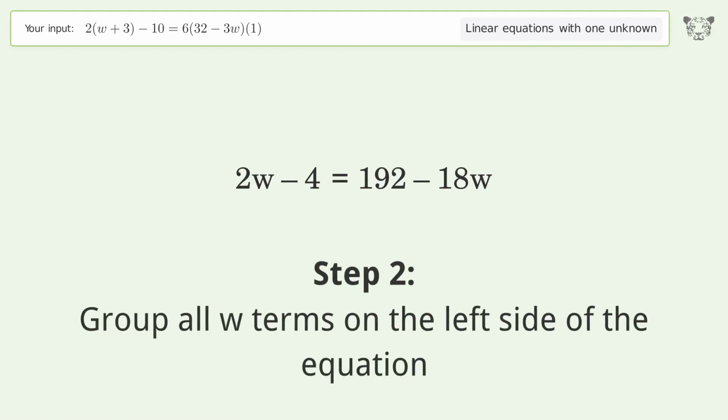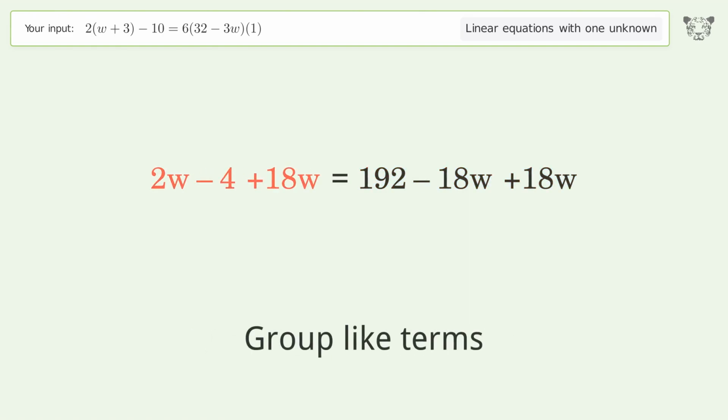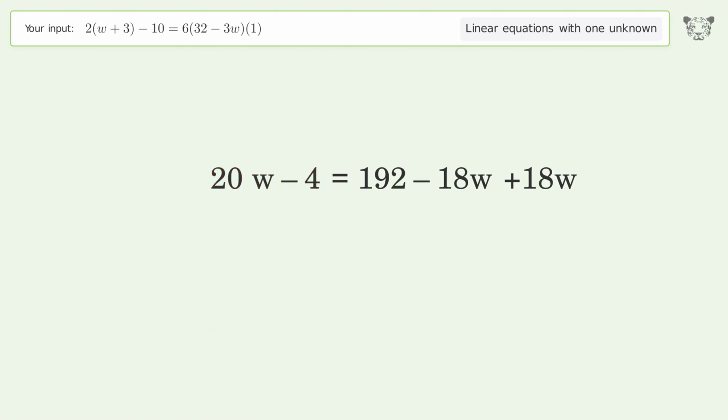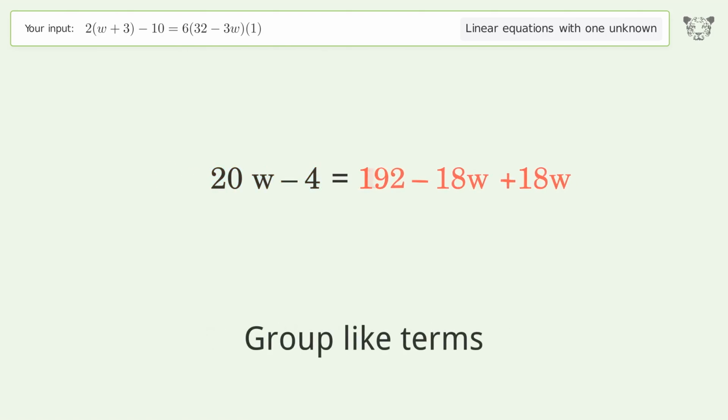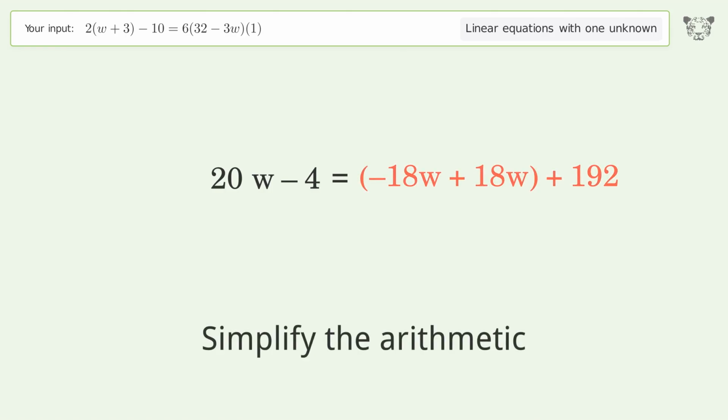Group all w terms on the left side of the equation. Add 18w to both sides. Group like terms. Simplify the arithmetic. Group like terms. Simplify the arithmetic.